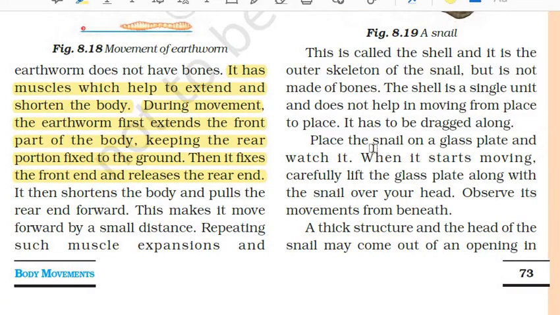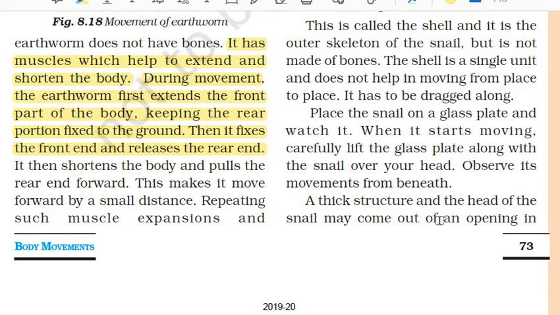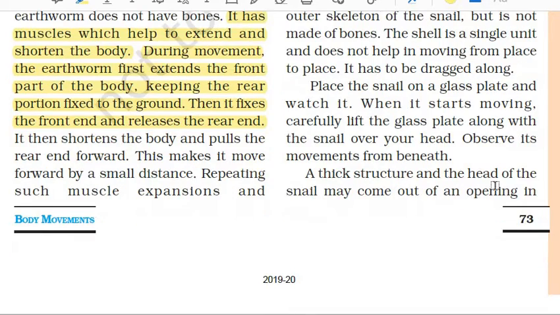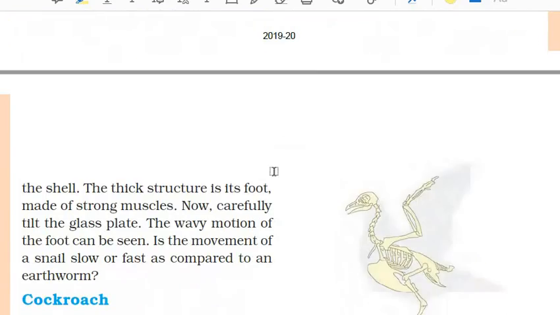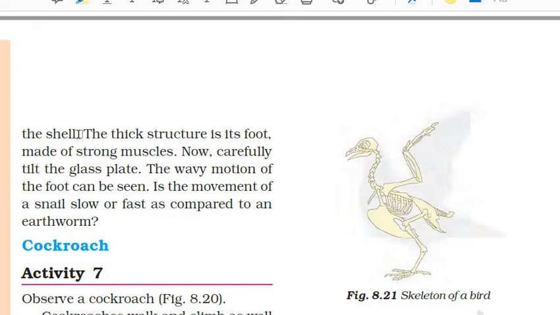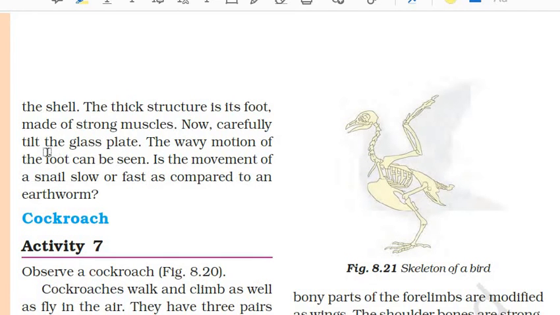Place the snail on a glass plate and watch it. When it starts moving, carefully lift the glass plate along with the snail over your head and observe its movement from beneath. A thick structure and the head of the snail may come out of an opening in the shell. The thick structure is its foot, made of strong muscles. Now carefully tilt the glass plate. The motion of the foot can be seen.